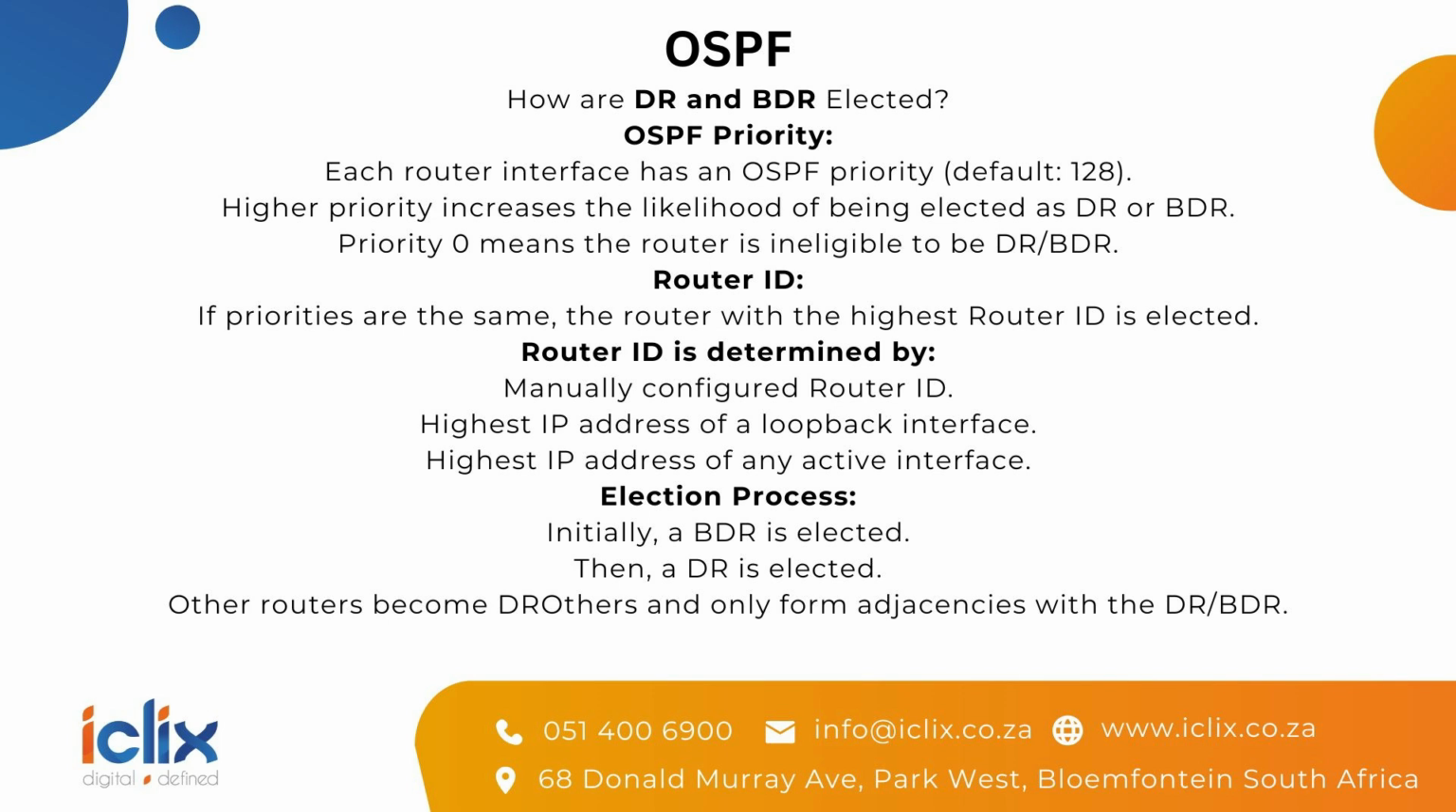Router ID. If priorities are the same, the router with the highest router ID is elected. Router ID is determined by the manually configured router ID, the highest IP address of a loopback interface, or the highest IP address of any active interface. Election process: initially, a BDR is elected. Then, a DR is elected. Other routers become DR others and only form adjacencies with the DR/BDR.